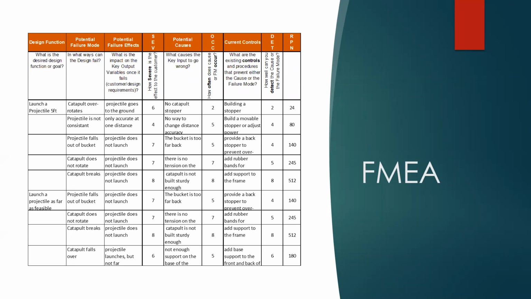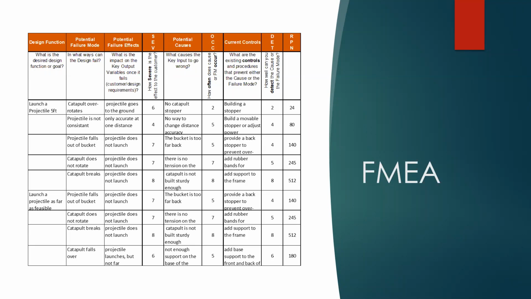This is our FMEA with all of our potential design catastrophes that could happen during the competition. One such design flaw would be our catapult over-rotating and the projectile going into the ground. We solved this by building our catapult in a way that it would not over-rotate.